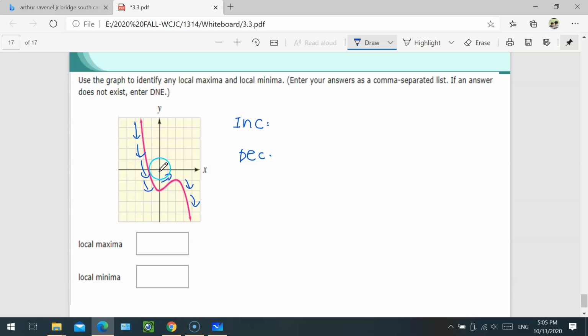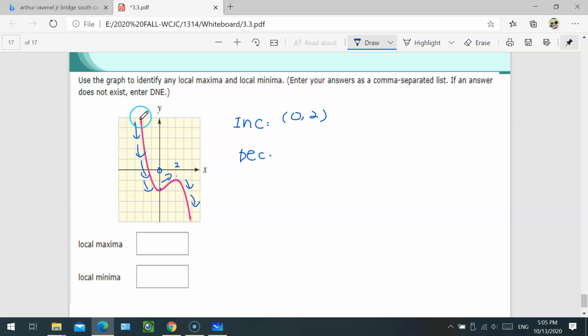So the increasing interval is only from here to here. Look at your x value. At this point, the curve changes direction at x equals 0. So from 0 up to this point, which is 2, that would be the increasing interval. We only use parentheses to write the interval that represents the increasing or decreasing.